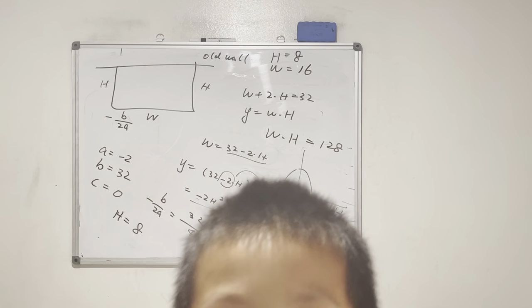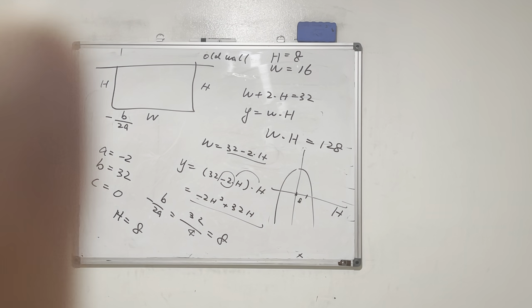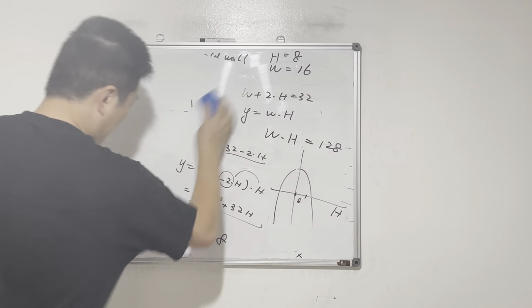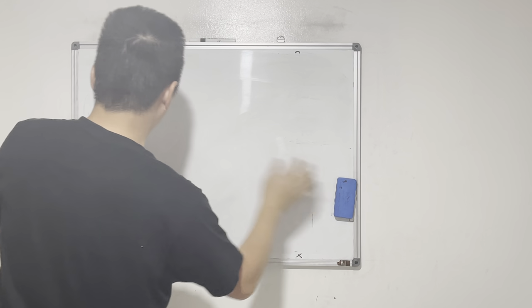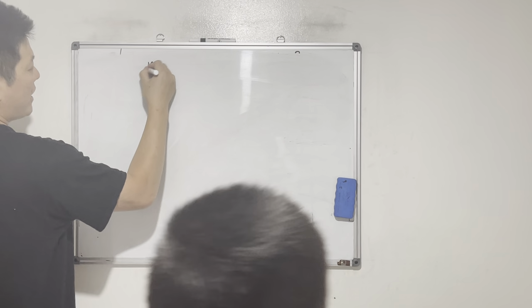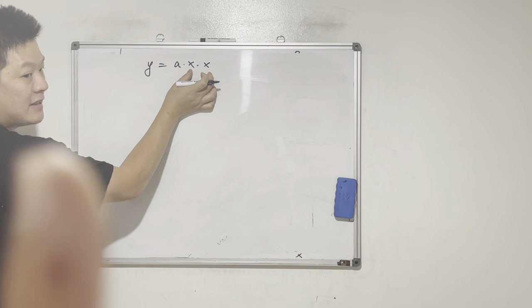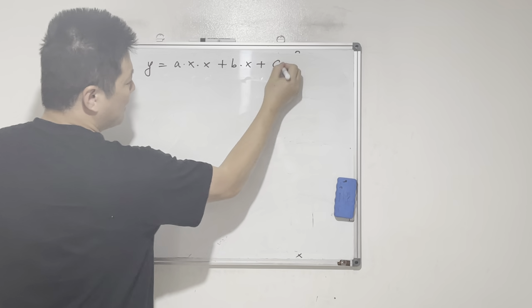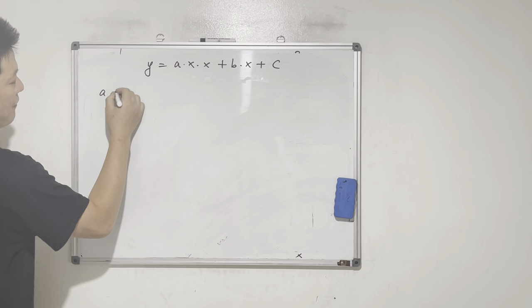No? Okay, so what have we learned today? To sum up, we call this y equals a times x squared plus b times x plus c, where a is not equal to 0. Look, this is quadratic, all right?